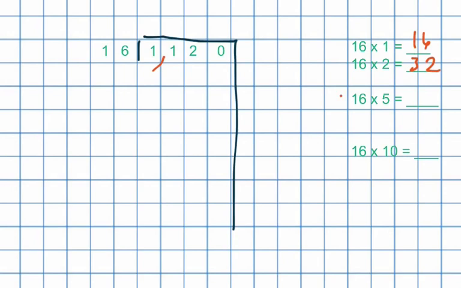Now I'm going to skip 16 times 5 right now because I don't want to have to multiply by 5 yet. I'm going to actually multiply 16 times 10. And if you just remembered, multiply by 10, we add a 0 to the end. So I'm taking my 16 and I'm putting a 0 at the end. Now that I have this 160, I'm going to think about dividing that in half.